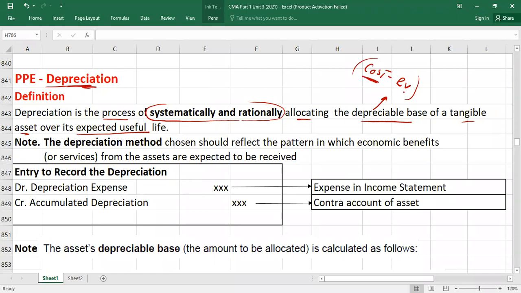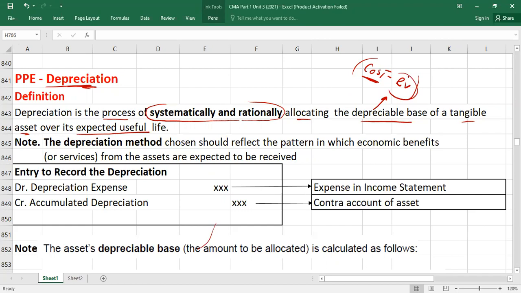What is initial cost? I told you last time it will include all those costs which we incur to bring the asset to the present location and to the working condition, right? Which will include purchase price, less rebates, less discount, plus transportation cost, plus non-refundable taxes, plus installation charges, plus site preparation cost, plus dismantling cost, plus interest cost in case it is capitalized. So this will include all the cost. And now we need to understand what is meant by residual value.